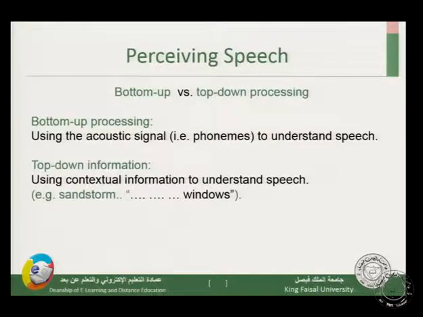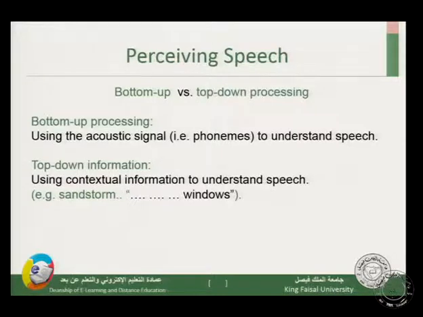We have bottom-up and top-down processing. We have two processes. We have two kinds of information which you can use as you are listening to someone in order to understand what he is saying exactly.